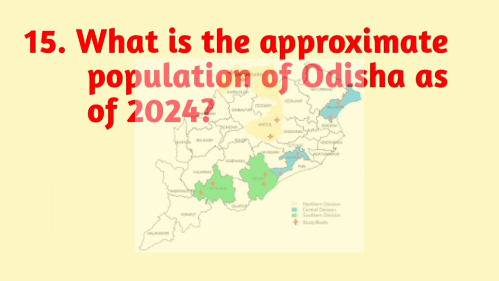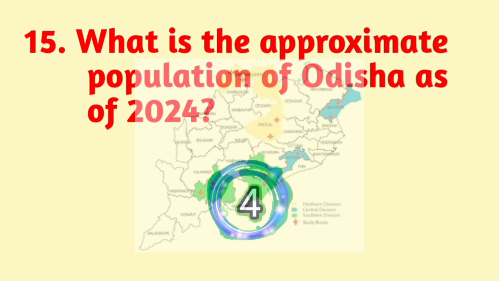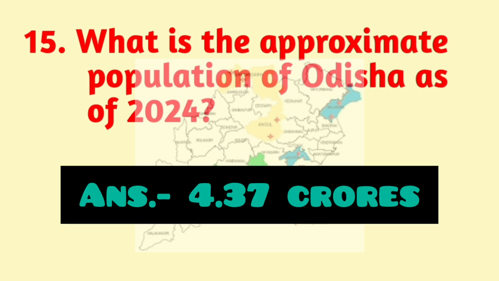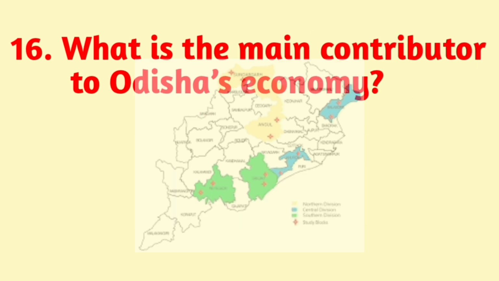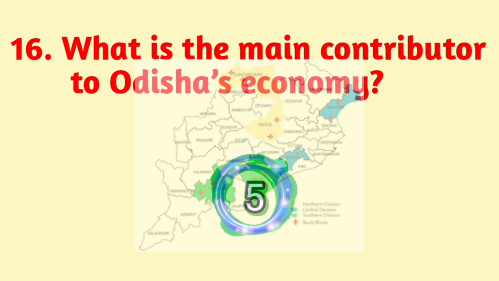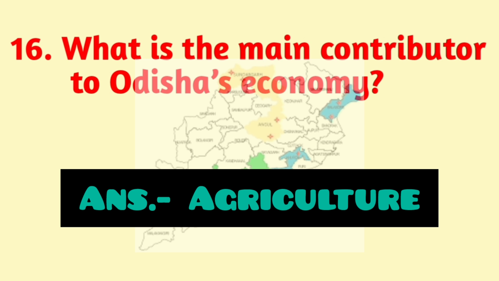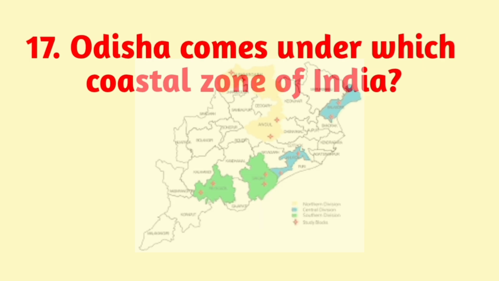Question number 15. What is the approximate population of Odisha as of 2024? The answer is 4.37 crores. 16. What is the main contributor to Odisha's economy? The answer is agriculture.